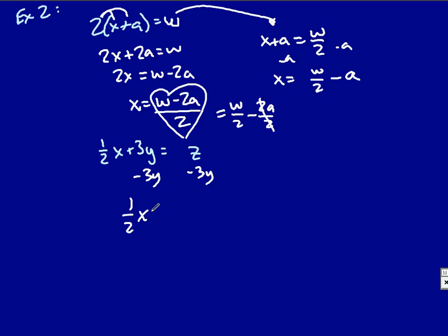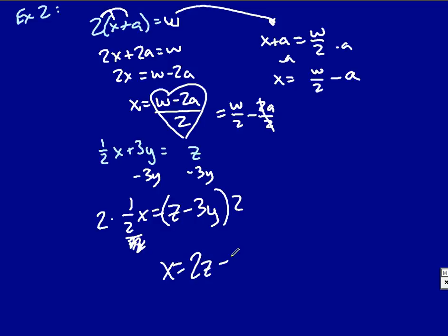In this one here, to get x by itself, get the 3y out of there first, so you get 1/2 x will equal z minus 3y. And then you're really dividing by 1/2, which means flip and multiply, you're multiplying by 2. Now make sure you multiply the entire other side by 2. So x will equal, I'll distribute that 2 in, 2z minus 6y.